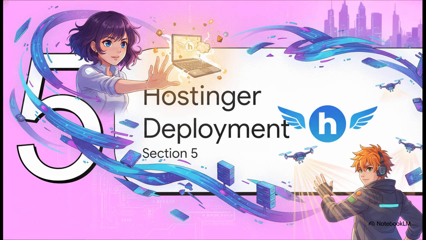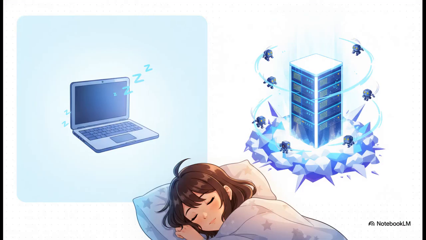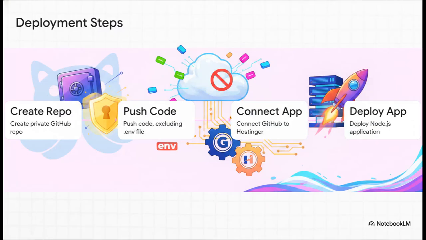Section 5. Deployment on Hostinger. And honestly, this perfectly illustrates why deployment is absolutely necessary. See, a local machine turns off the second your laptop closes. That means your AI assistant goes to sleep exactly when you do. But a hosted server, that runs 24/7. It continues to scrape the web, read your emails, categorize those expenses, and post to social media all while you are fast asleep. So here's the final deployment recipe to get your AI onto that always-on server.